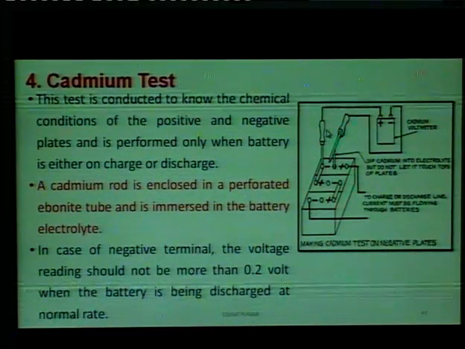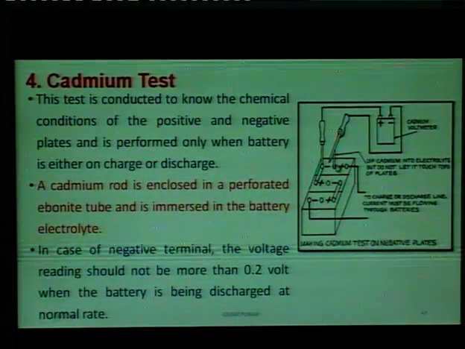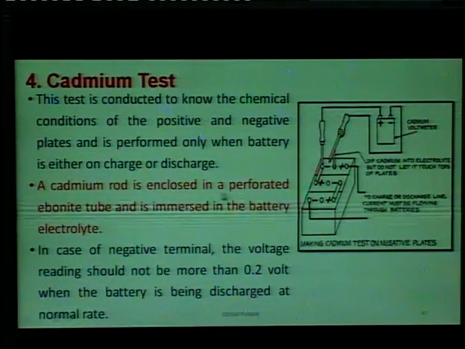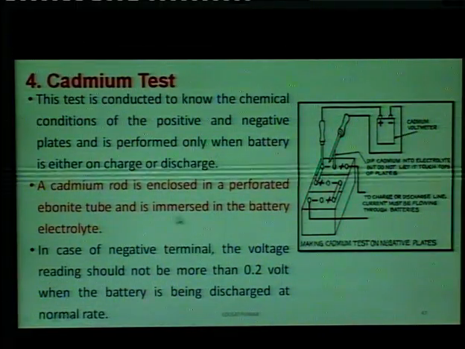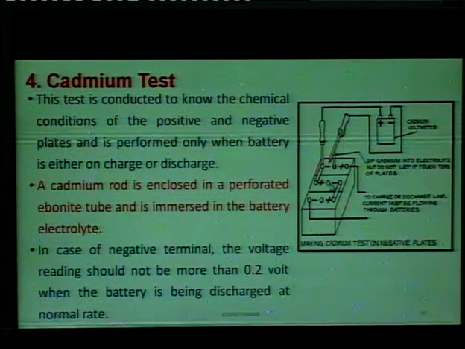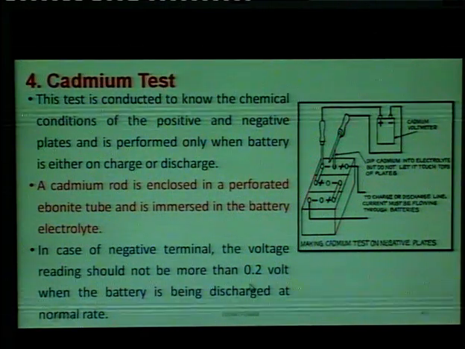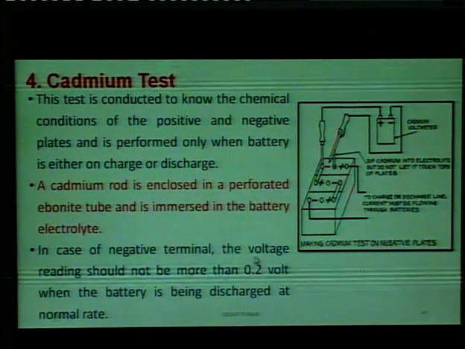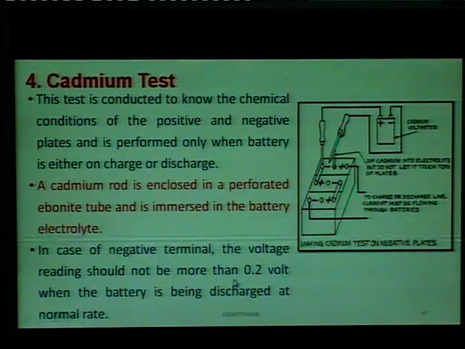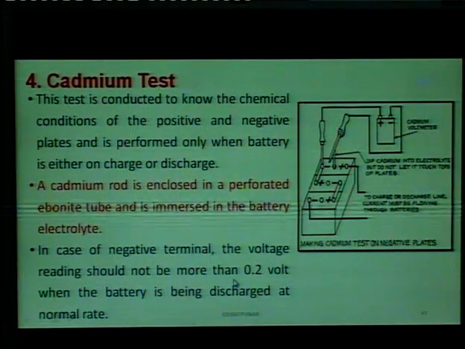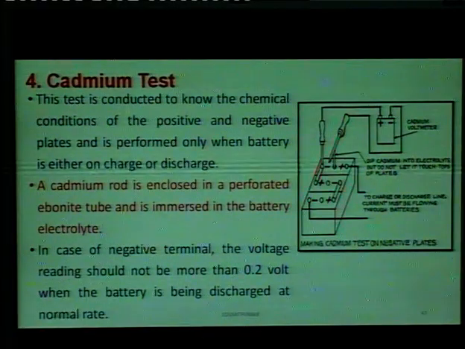So another is cadmium test. ਇਹਦੇ ਵਿੱਚ ਕੀ ਕਰਦੇ ਹਾਂ? ਕੈਡਮੀਅਮ ਦੀ ਰੋਡ ਪਾਉਂਦੇ ਹਾਂ. Cadmium rod is enclosed in a perforated ebonite tube and is immersed in the battery electrolyte. ਬੈਟਰੀ ਦੇ ਇਲੈਕਟ੍ਰੋਲਾਈਟ ਦੇ ਵਿੱਚ ਪਾਉਂਦੇ ਆ। ਜੇਕਰ ਉਹਦੀ ਰੀਡਿੰਗ in case of negative terminal, the voltage reading should not be more than 0.2, then ਅਸੀਂ ਕਹਿੰਦੇ ਹਾਂ when the battery is being discharged at the normal rate.